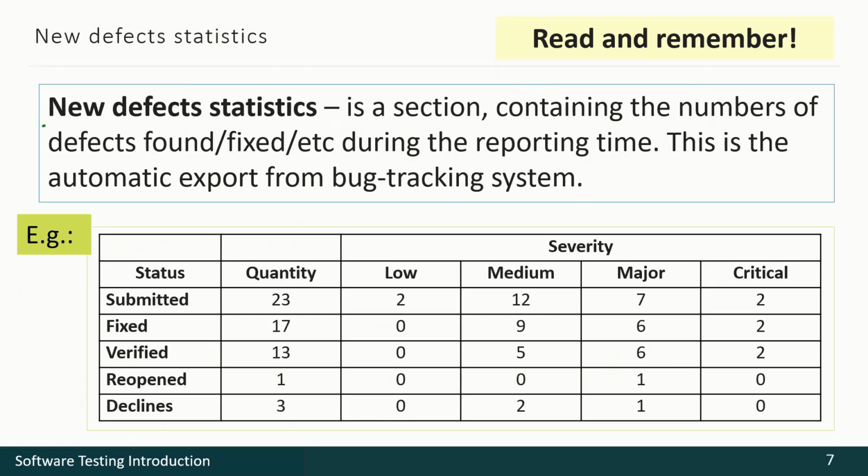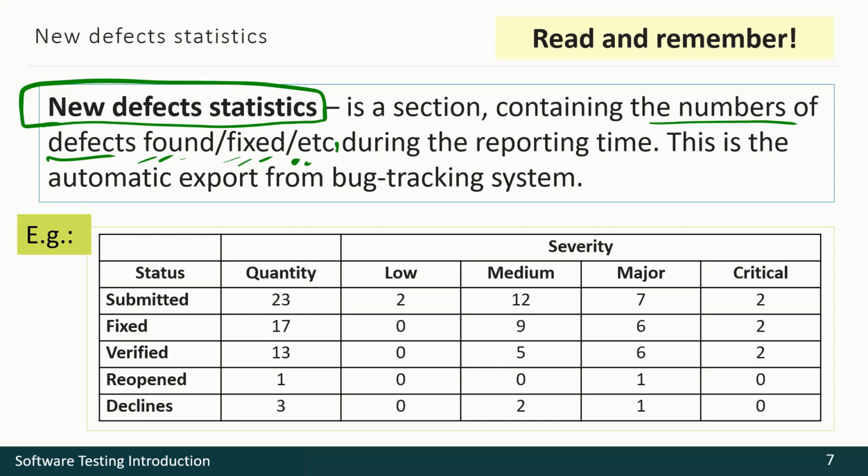The next section contains new defect statistics. So here are numbers of defects in different states, like found, fixed, etc. that were detected during the reporting time. And yes, this is an automatic export from some bug tracking system.